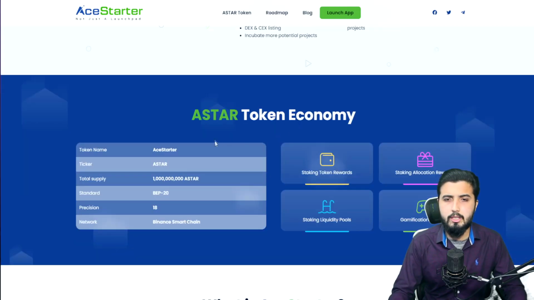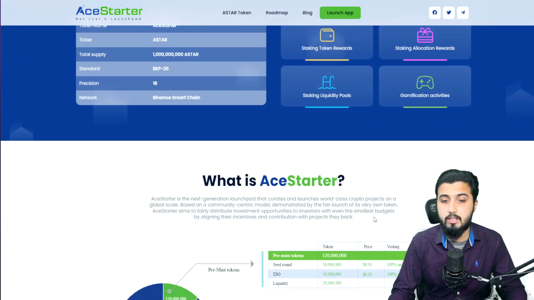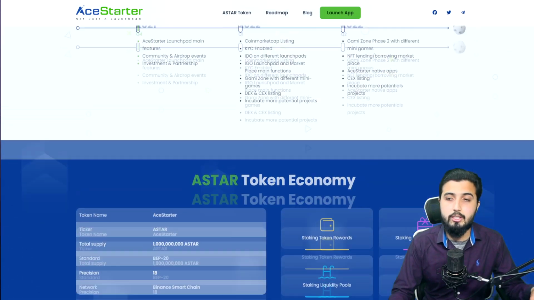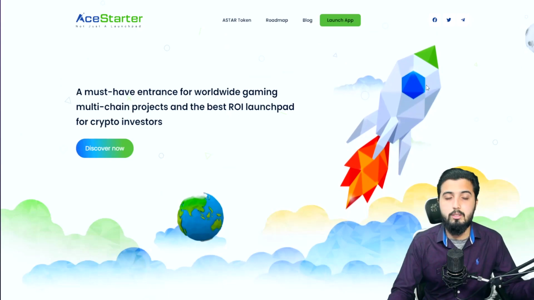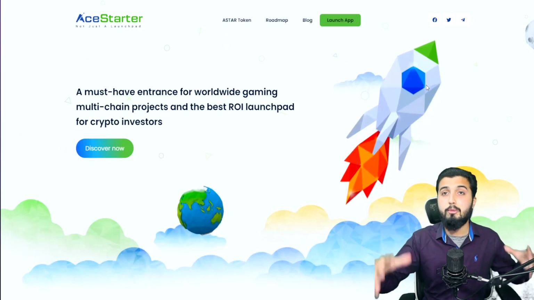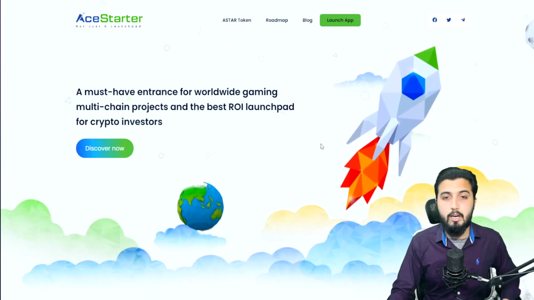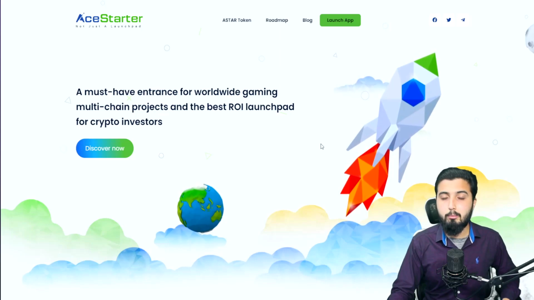And we already have talked about the tokenomics. It's on the Binance Smart Chain, BEP20 token. In total, we have 1 billion A-star token. The ticker is A-star. It says staking token rewards, staking allocation rewards, staking liquidity pools, and gamification activities. We already have talked about all the utilities, revenues, and use case models, and every single thing where it is going to be used. So I think we have given a lot of information, and we have complete information about this project.